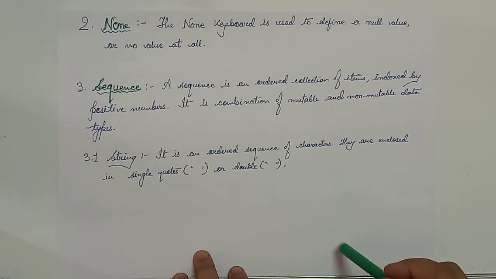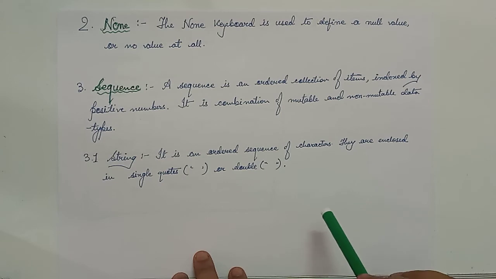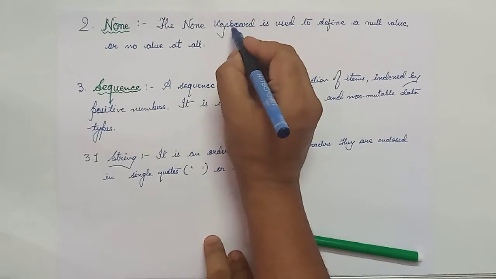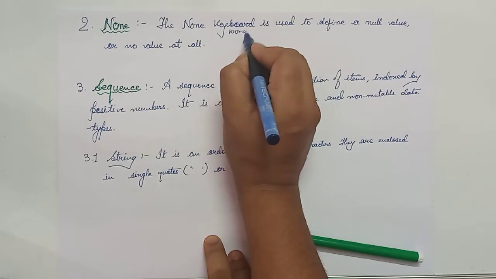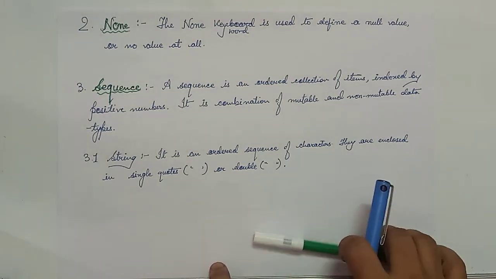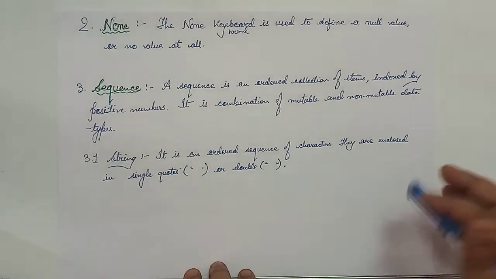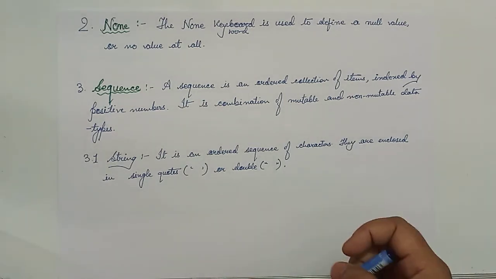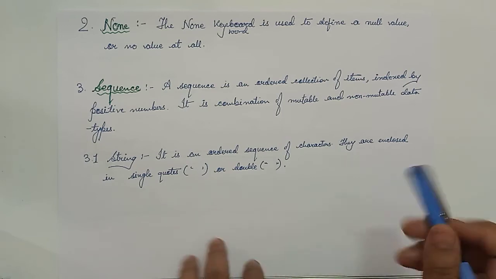Now let's talk about the None data type. None means the keyword. Keyword is used to define a null value or no value at all. Just like in other programming languages, we are quite familiar with the null keyword. The same thing here in Python, we have the None keyword. Okay, next is the sequence.